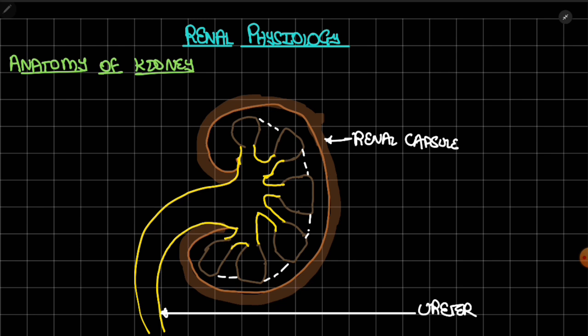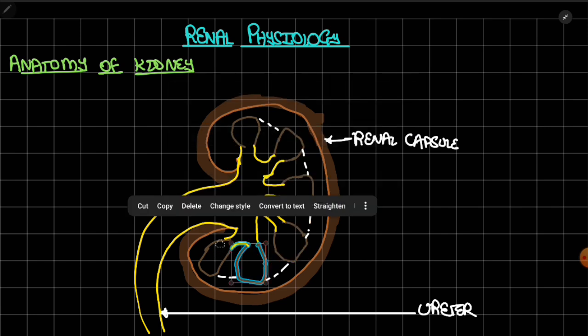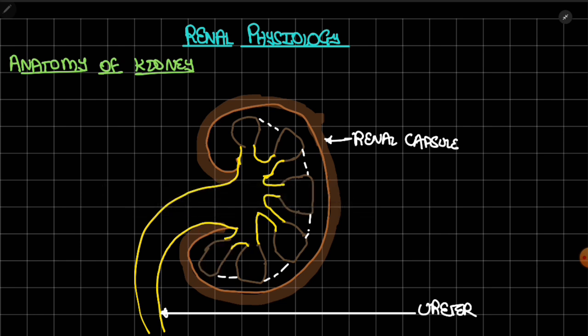Now, coming to this pyramidal structure, this one, then this one, then this one, and so on. What are these pyramidal structures? These are pyramids present in the kidney, so they are known as renal pyramids. I will just write it here. These are the renal pyramids.